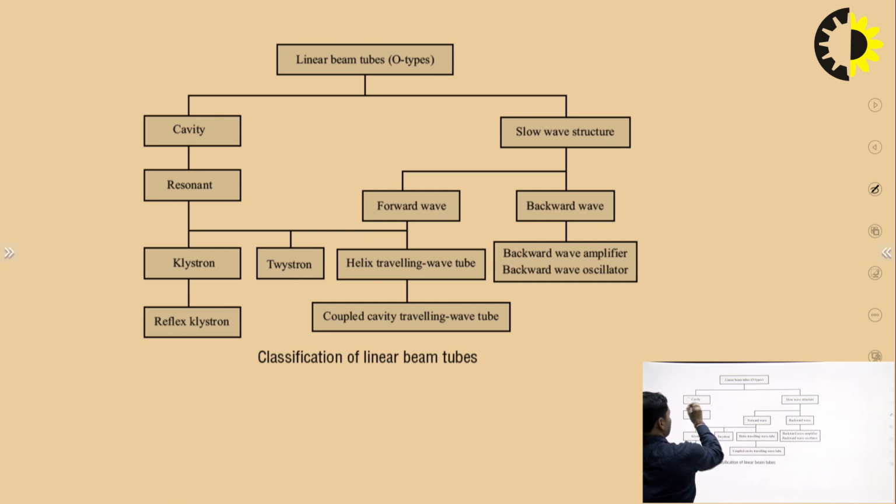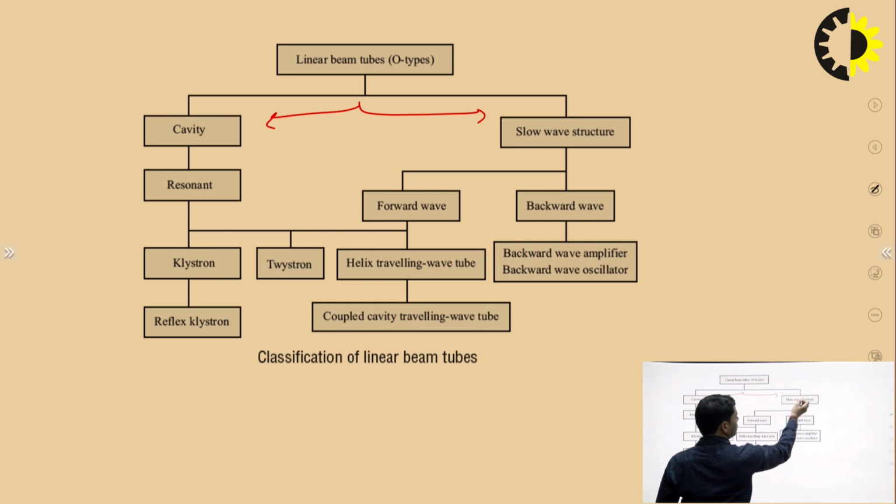It is either cavity based, which I discussed in the previous slide, so it is resonant, and includes the klystron tube and reflex klystron tube. Then there is the twistron, as well as the slow wave structure technology used here. This is also of two types, broken out into the forward wave and the backward wave.